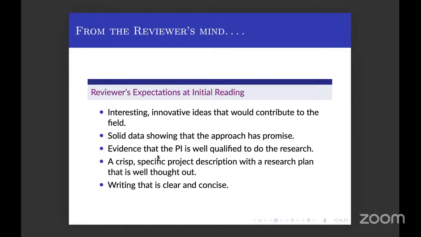So a crisp, specific project description with a research plan that is well thought out. The writing should be very clear and concise, written with simplicity. Nowadays ChatGPT is there, and what we do is try to copy it, and while copying we forget that ChatGPT always gives the broader way, and the broader way will never be understood by the reviewers, and in this way the proposal gets rejected. So keep simplicity in your mind while writing a proposal.